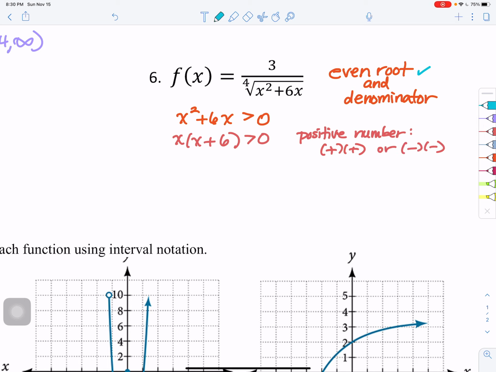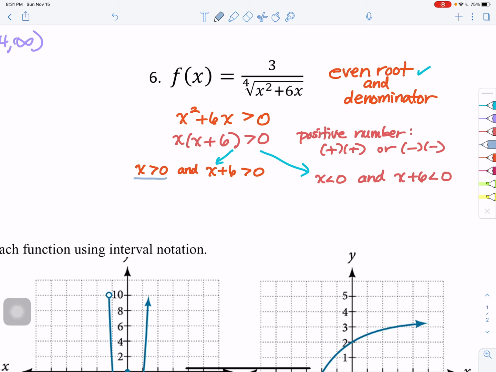So here we will break this off into two cases, okay? This is important. Either x has to be positive and x plus 6 has to be positive. And let me redo this. Or there's another case. X has to be negative and x plus 6 is negative at the same time. Because when you multiply them together, you will end up with a positive number. So let's solve both of these.